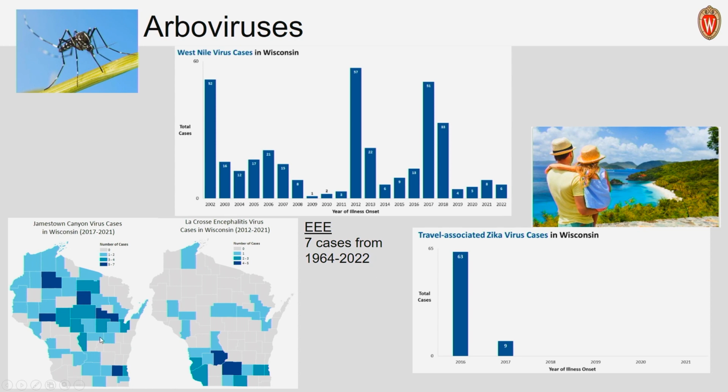I'm not sure. Jamestown Canyon virus, a little bit more common up north. Once again, this is multiple years of data, 2017 to 2021, and 2012 to 2021 to get this more southern location of the La Crosse encephalitis. We've only had 7 true cases of eastern equine encephalitis since '64, so this continues to be an incredibly rare disease in Wisconsin. And Zika virus, which was a very hot topic for us for a number of years. We haven't seen any cases in Wisconsin for quite some time. Once again, this was all travel associated, and in general, we're seeing less around the world.